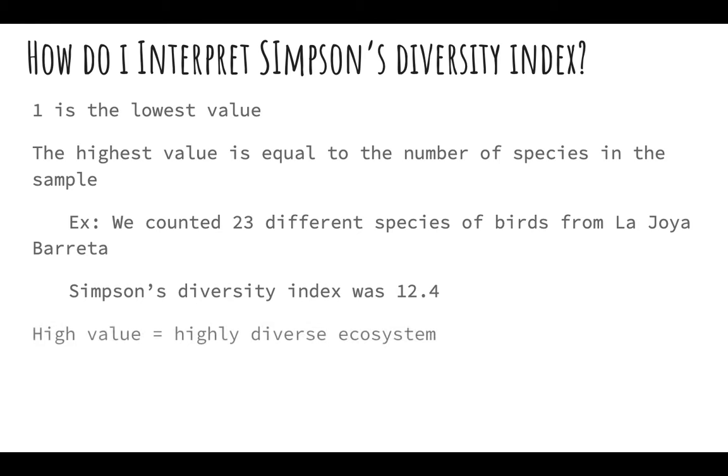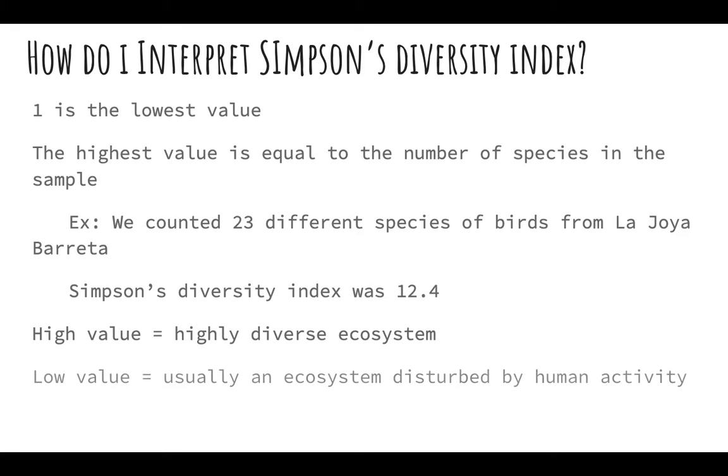And then finally, a high value of Simpson's diversity means a highly diverse ecosystem. A low value, like 1, would be an ecosystem usually disturbed by human activity. Not the case in La Joya Barreta, since it is a reserve and not really disturbed by humans besides camping.